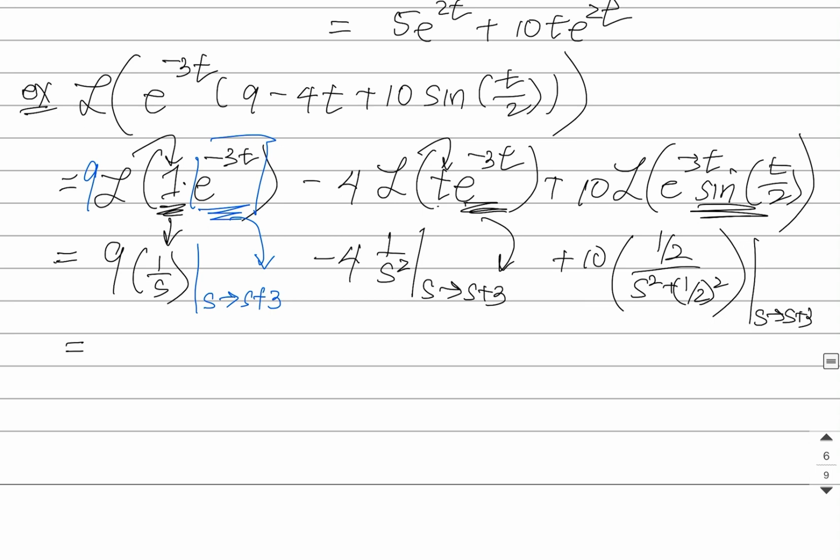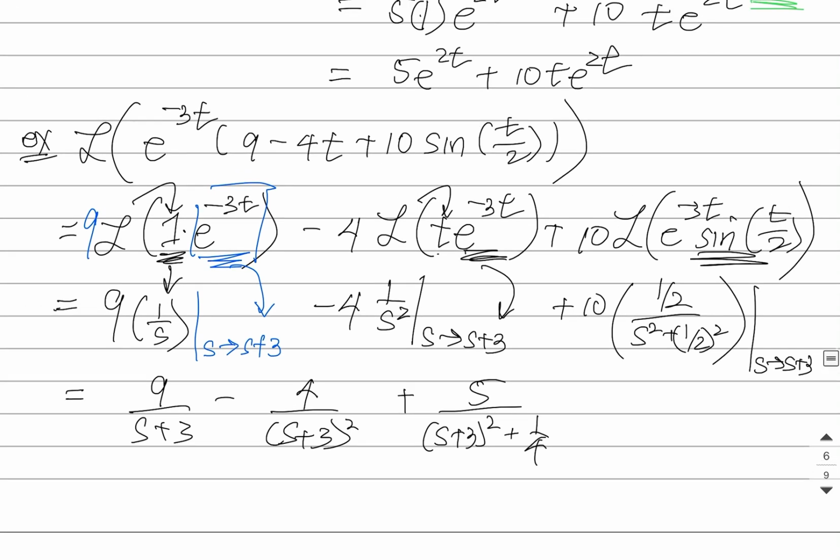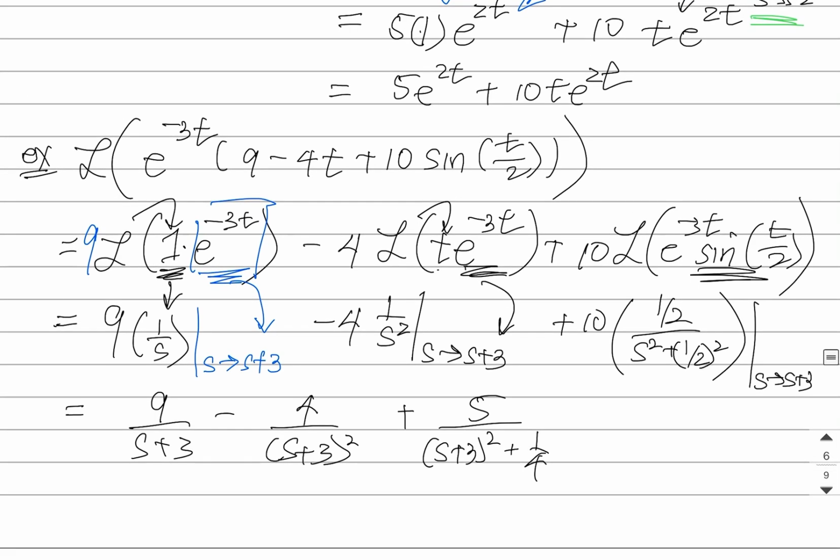So at the end of the day, 9 over s plus 3 minus 4 over s plus 3 squared plus 5 over s plus 3 squared plus 1/4. And you can start to see that the types of expressions we're getting here are more complicated. And that's important because when we start undoing things later, we will be getting these complicated ones.